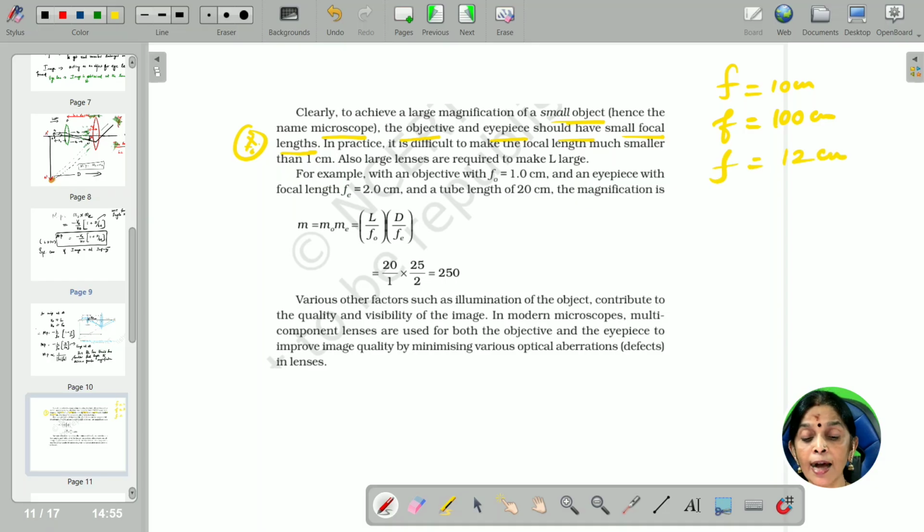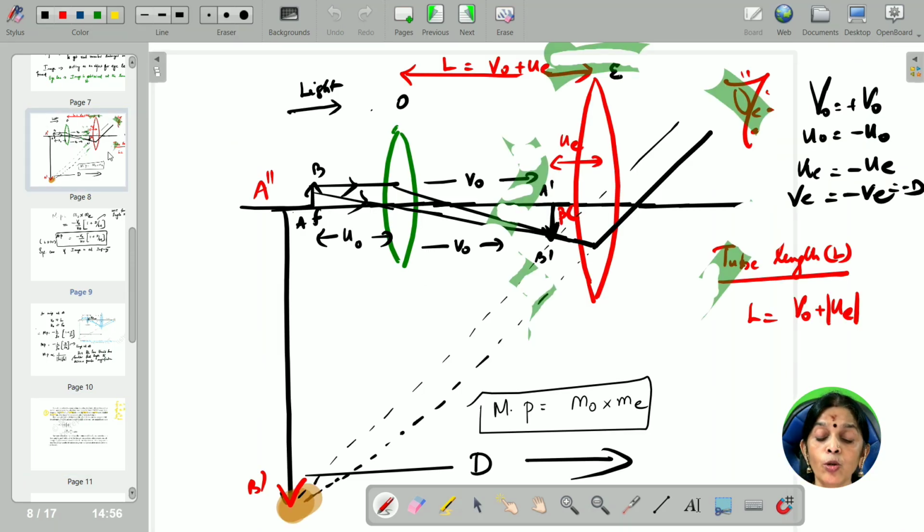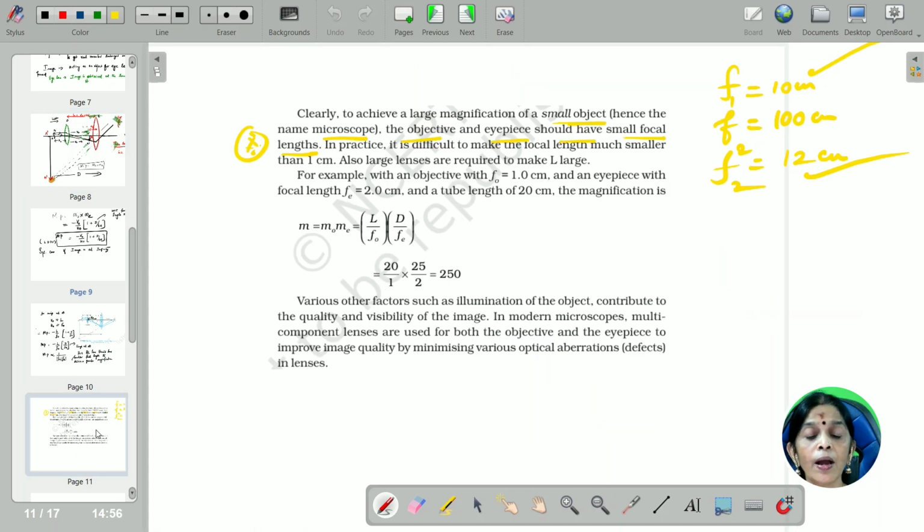So, you will be asked to choose the focal length, or you will be asked to choose the convex lens in order to construct the compound microscope. So, which one will you have to choose? You have to choose 10 centimeter for the objective lens and 12 centimeter for what lens? Eyepiece lens. So, you should not look at this diagram and say, oh, it is really big, therefore I have to choose only 100 centimeter.